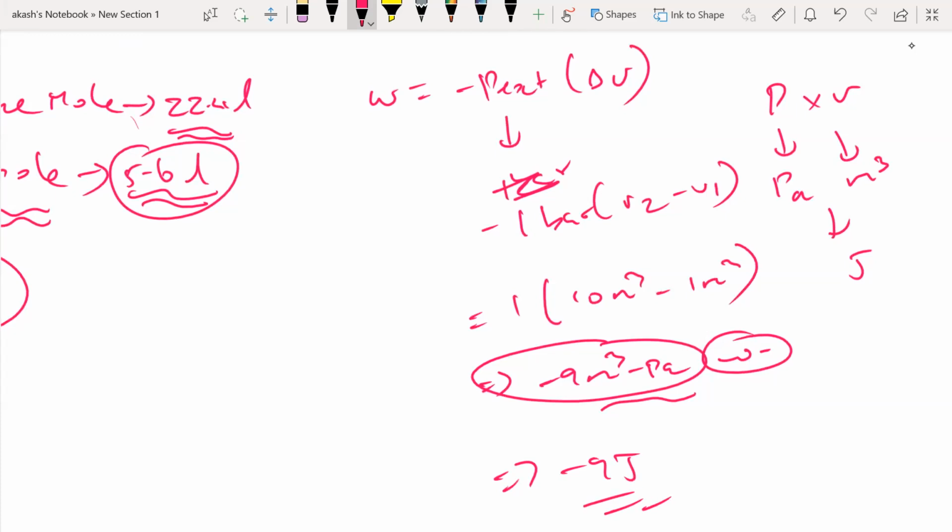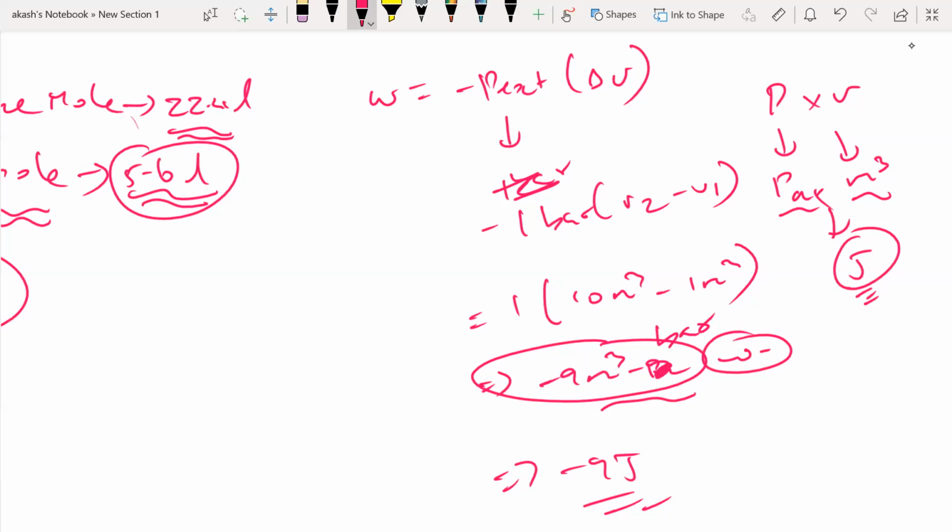This is not Pascal, no, this is bar. I'm so sorry. That's the bar. So if you have Pascal and meter cube, if you multiply directly you are going to get joules. But if you have any other unit, you will not be able to say joules. You just have to keep the unit as such.